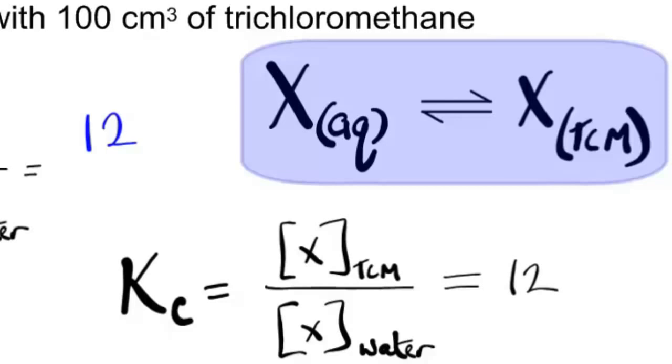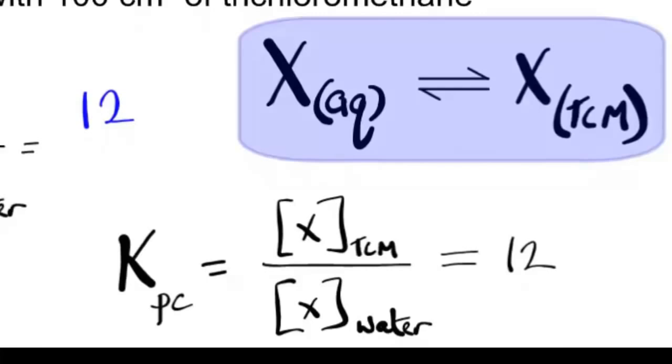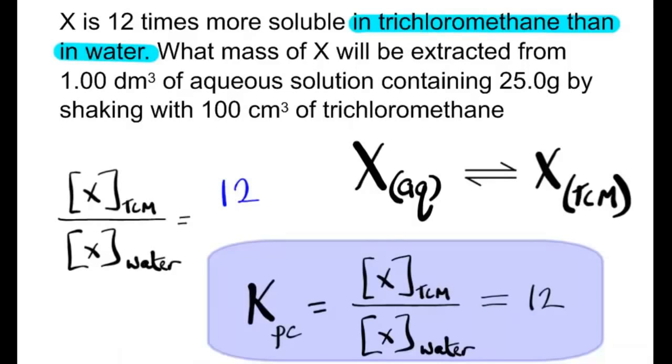And we've been given in this question that it has a value of 12. So that in fact is what the partition coefficient is. It's actually an equilibrium constant for that equilibrium. So instead of calling it Kc, we can call it Kpc, where pc stands for the partition coefficient. And do remember that since it is an equilibrium constant, the partition coefficient is a constant at a particular temperature. So it'll usually be given as the partition coefficient at room temperature.